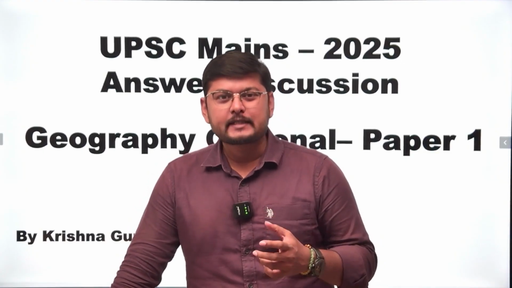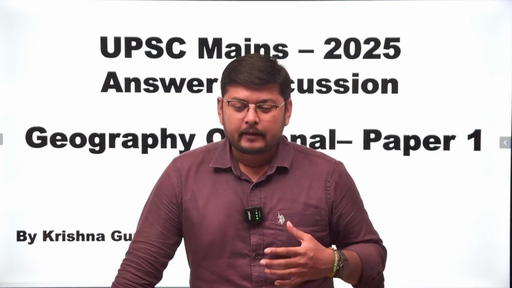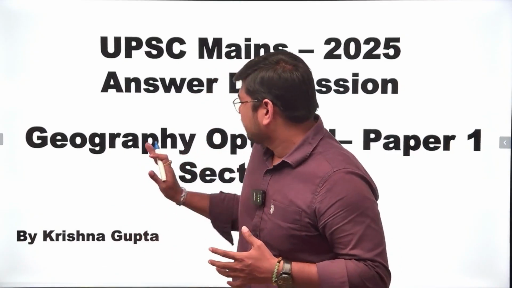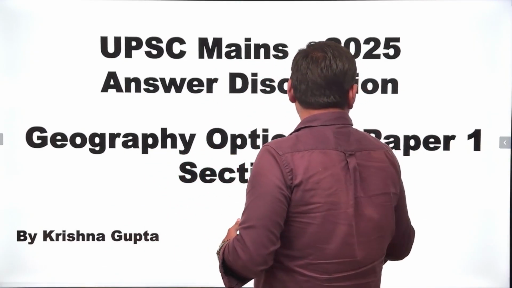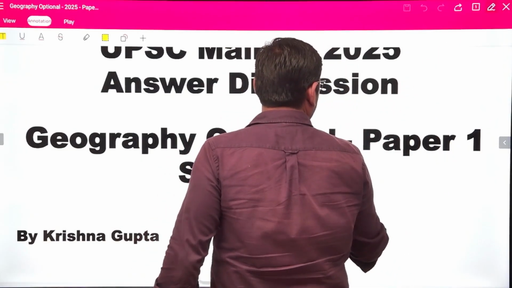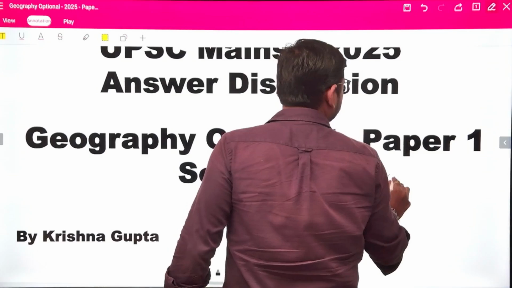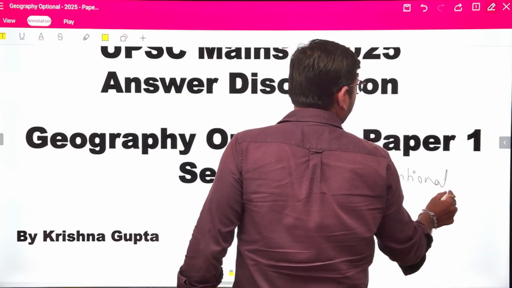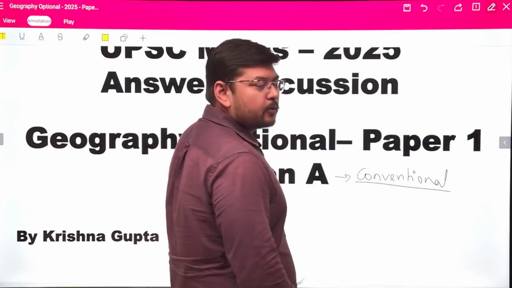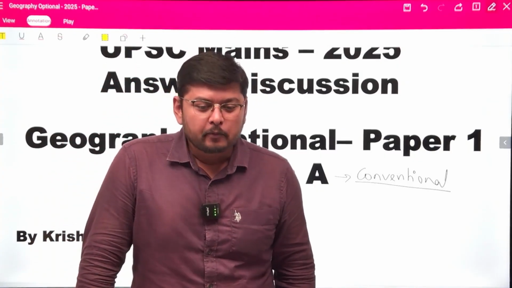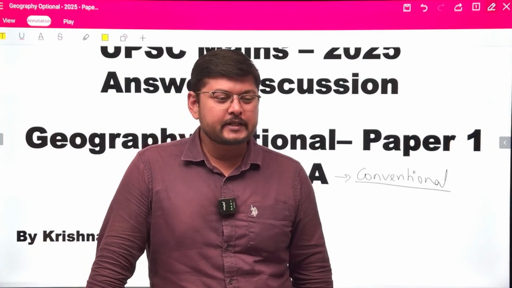This is a session on geography optional for today's paper, that is paper 1, which has come in the UPSC exam. I have gone through the paper and I have seen that it was a very conventional paper. There is no surprising element which I have found in this year's paper because most of the process and concept-based questions are very much there.